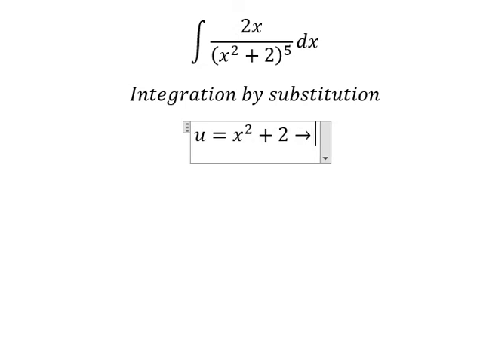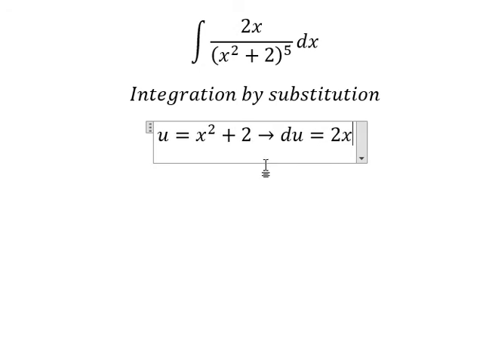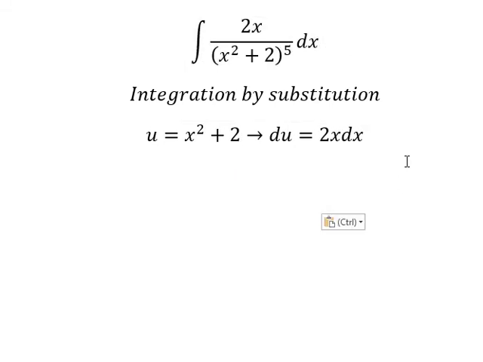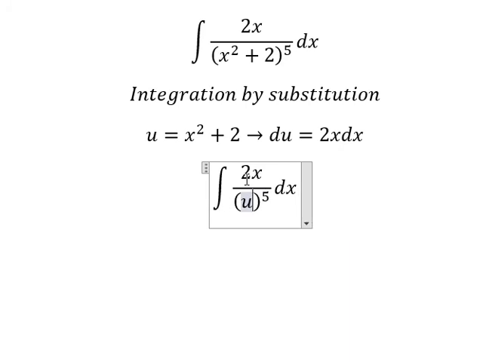Later, we need to first take the derivative of both sides. This one we have to ask. This one is a constant, so you get 0. This one we change to u. And this one we change to u.